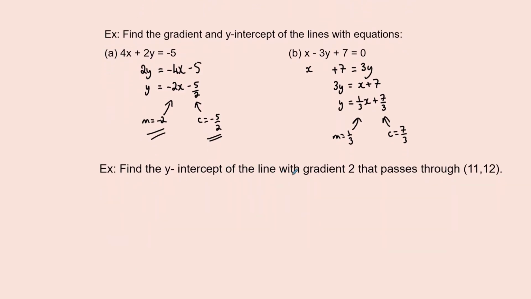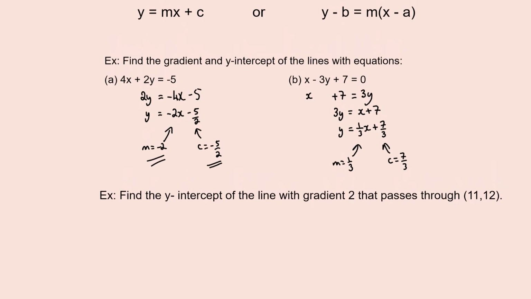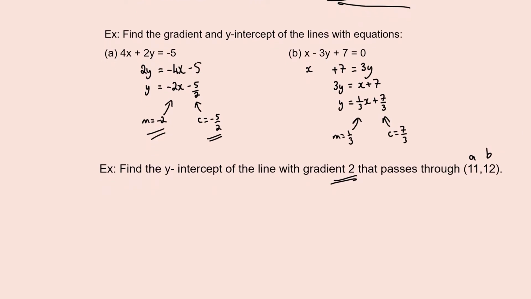So we've got: find the y-intercept of the line with gradient 2 that passes through the point 11, 12. This is where the second equation, the y minus b equals m bracket x minus a, this one here, is more useful because we've got a gradient, that's our m, and we've got an a and a b value, a point on the line. So that gives us the information we need for that particular formula. So let's write that down. Y minus b equals m bracket x minus a.